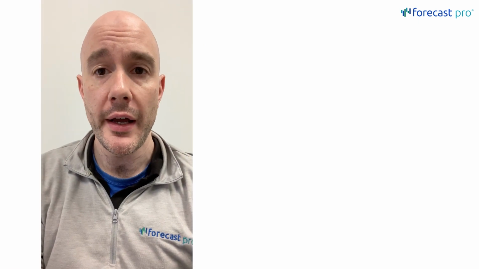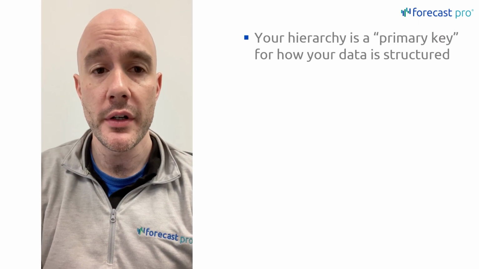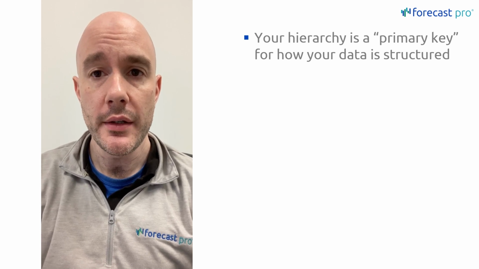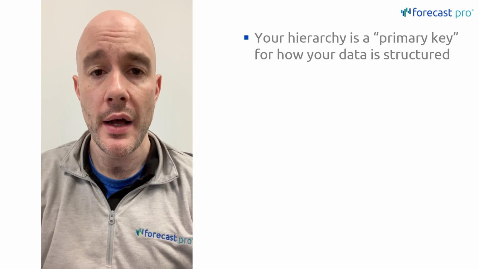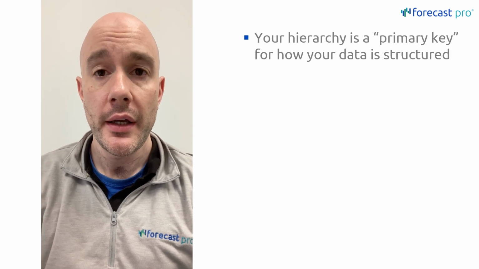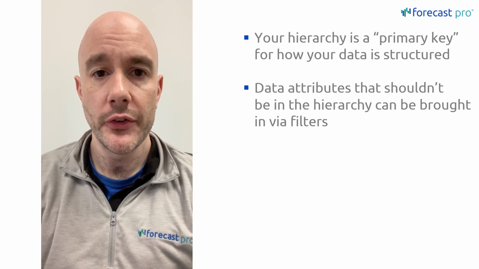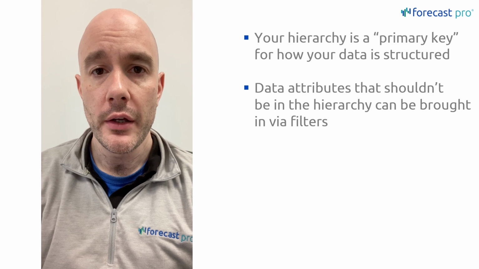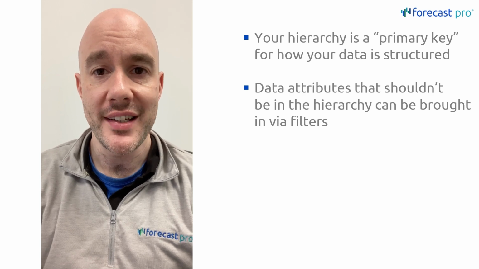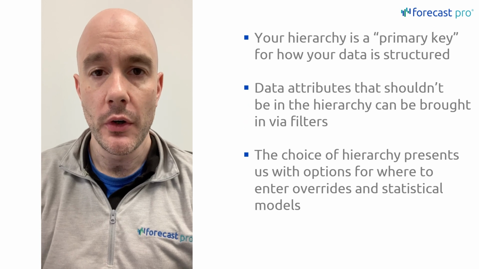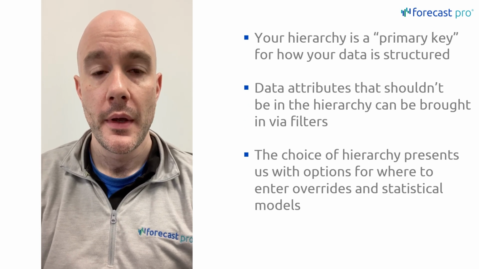So to summarize what we covered today, your project's hierarchy is a primary key for your data. You can have as many levels as you need, and they can be ordered however you want. And naturally, there will be attributes of your data that don't belong in the hierarchy, and that's fine. We'll build them into filters. The structure of your hierarchy is going to have ramifications for how statistical models attach to the data and how adjustments and overrides roll up and down.